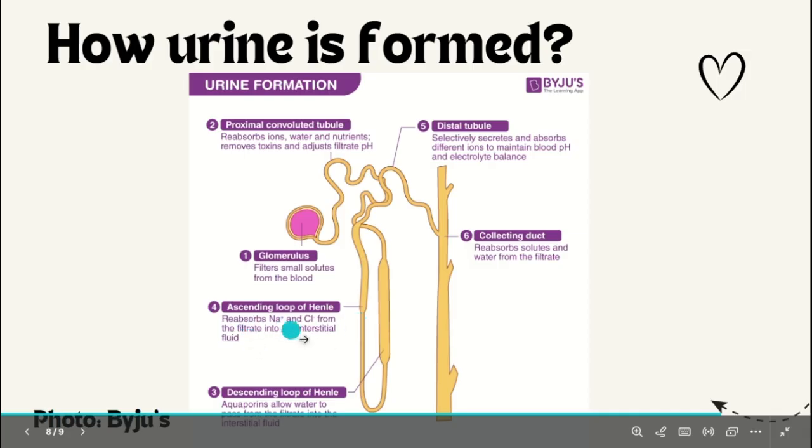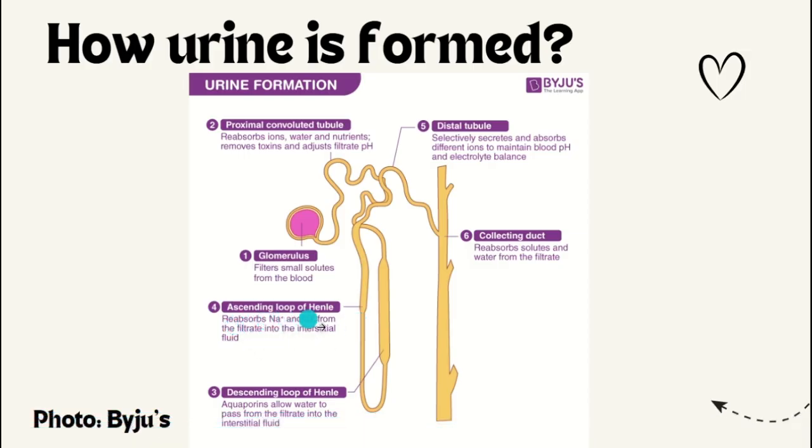So that's going to happen, and then the ascending loop of Henle is going to reabsorb sodium and chloride from the filtrate into the interstitial fluid, and then the distal tubule is going to selectively secrete and absorb different ions to maintain blood pH and electrolyte balance, right? And then you're going to have the collecting duct, which is going to reabsorb solutes and water from the filtrate, right?